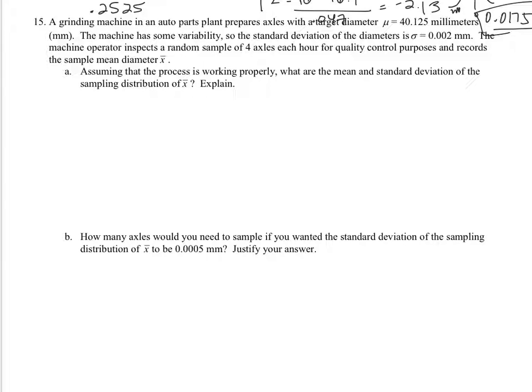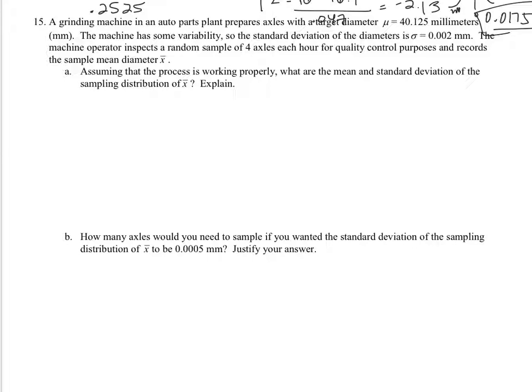Alright, so let's look at number 15. A grinding machine in an auto parts plant prepares axles with a larger diameter, mu equals 40.125 millimeters. The machine has some variability, so the standard deviation of the diameters is sigma equals 0.002 millimeters. The machine operator inspects a random sample of 4 axles each hour for quality control purposes and records the sample diameter x bar. Assuming that the process is working properly, what are the mean and the standard deviation of the sampling distribution of x bar?